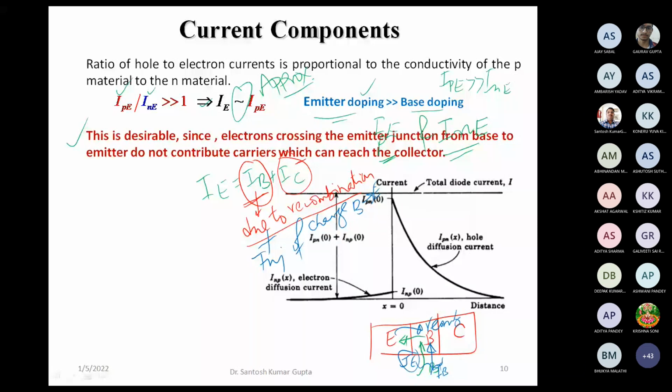So ideally IB should be 0. That means there will be less recombination, and there should be no injection, or less injection, from base into the emitter. So we can see that there are conflicting requirements here.